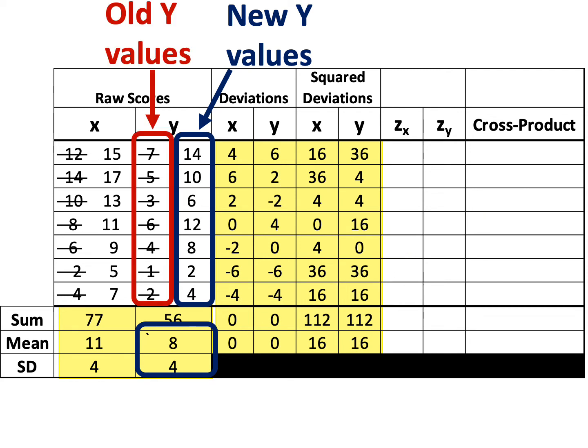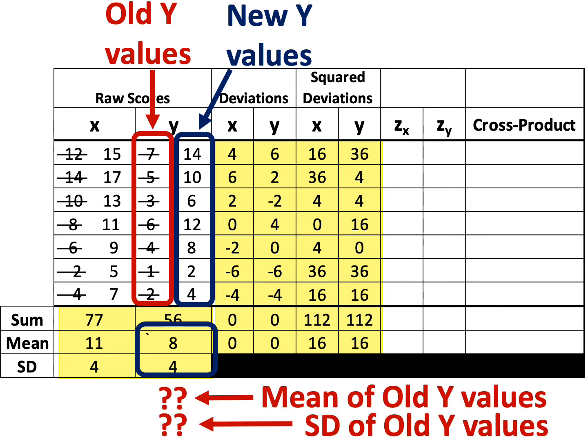We got the new y values by multiplying the old y values by 2. Let's see what happened to the mean and the standard deviation. For the comparison, we need the mean and standard deviation of the old y values. So what are the old mean and standard deviation? So the mean of the old y values is 4 and the standard deviation is 2.